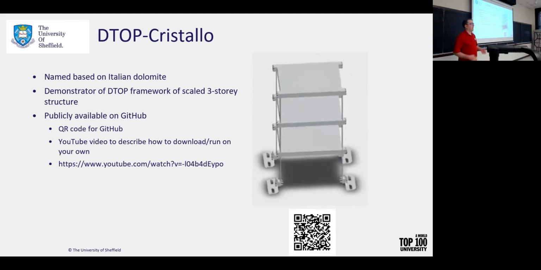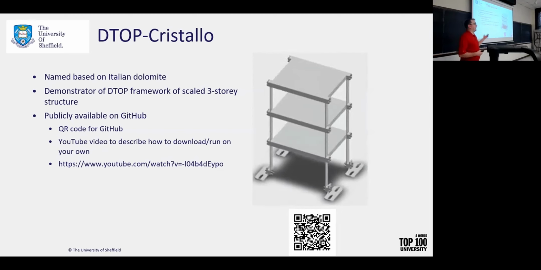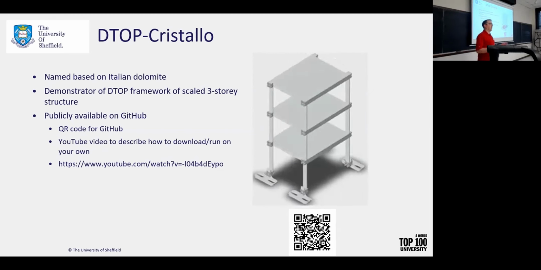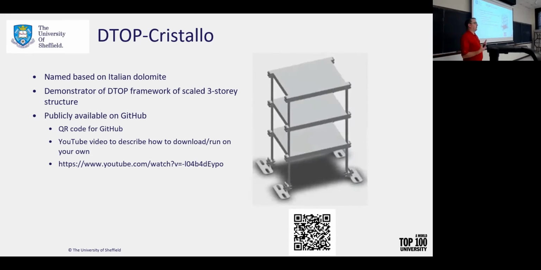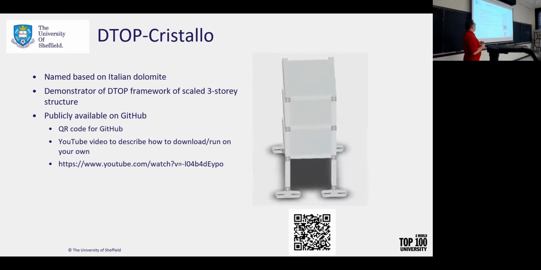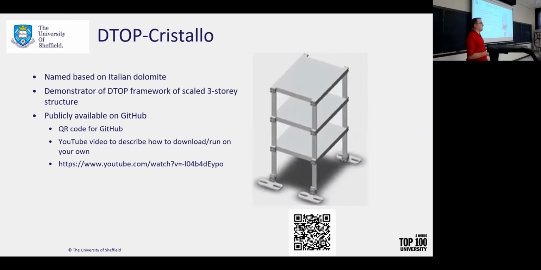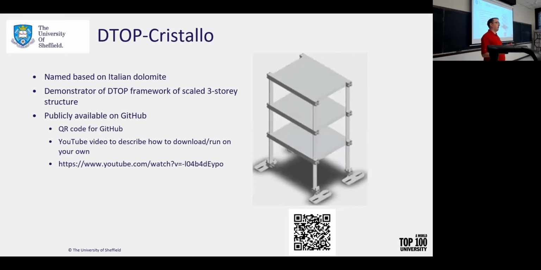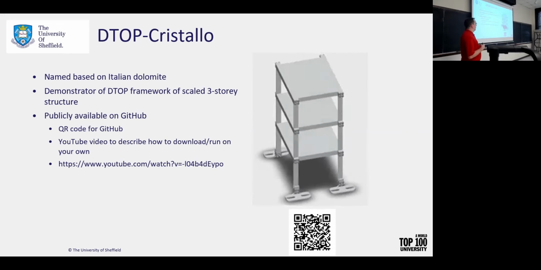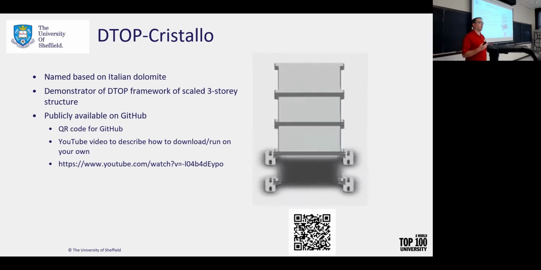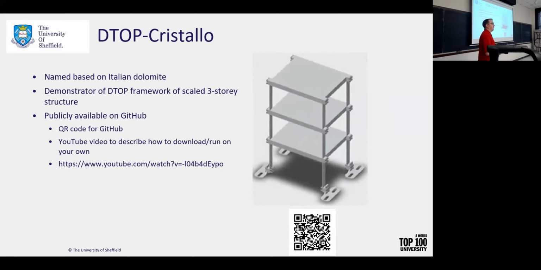It's fairly simple. It's made purely of aluminum, I almost said aluminium. It's very simple to manufacture, very simple to manipulate, and very simple to predict. So we figured this was a really good demonstrator. This is publicly available on GitHub. If you want, the QR code will get you to our GitHub page, or you can just search for it. In there, there's also a YouTube video on how to download and run DTOP-Cristallo on your own computer. It's here, and it's also in the documentation in the GitHub.